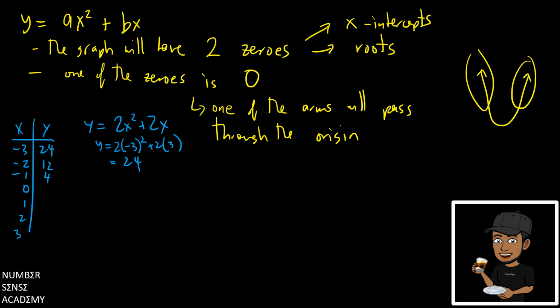And then for 0, I'm going to have 2 times 0 squared plus 2 times 0, which is 0. And then for 1, I'm going to have 2 times 1, which is 2, plus 2 times 1, which is 4. And then for 2, I'm going to have 2 times 4, which is 8, plus 2 times 2, which is 4, which is 12. And then this is going to be 24.